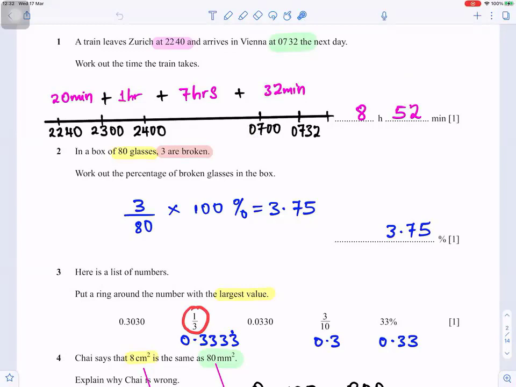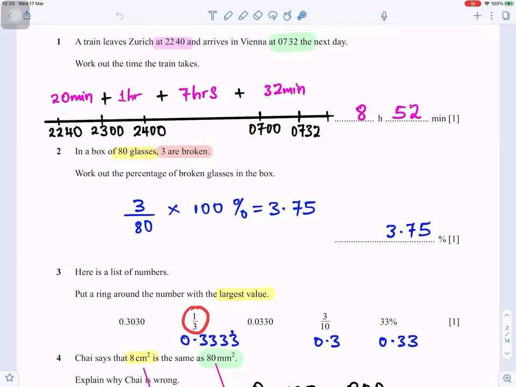Question number 2. In a box of 80 glasses, 3 are broken. Work out the percentage of broken glasses in the box. 3 are broken divided by the total, which is 80, times 100%. So you're doing part divided by whole times 100. Part is 3, whole is 80, times 100. That gives you 3.75%.